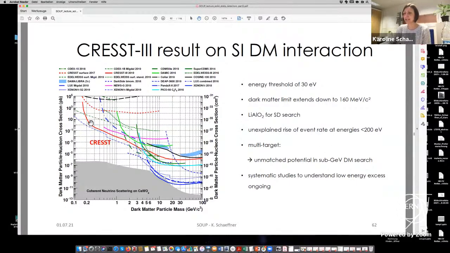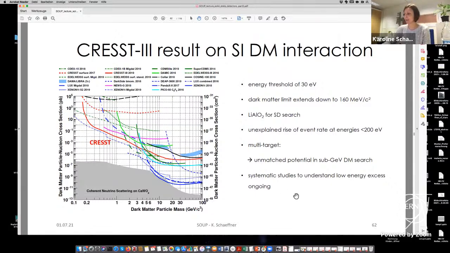You see this extends down to 160 MeV, and of course, another nice feature of CRESST is that you can have different target materials. So this helps, of course, in case you would have an observation, you can look for the spectral shape information and so on. But there's also what I just said, the problem of this low energy excess, with studies which are ongoing and which are really critical for this kind of experiment.